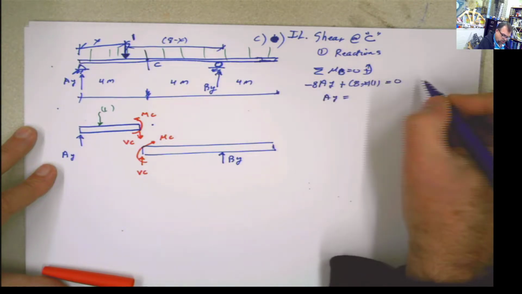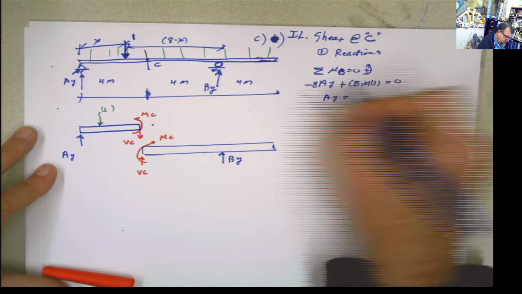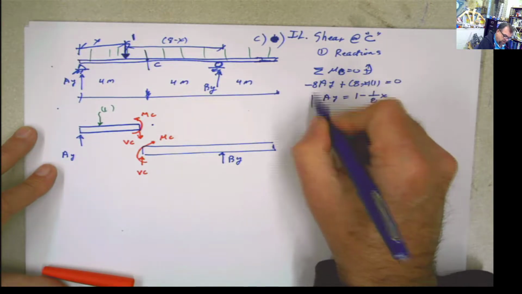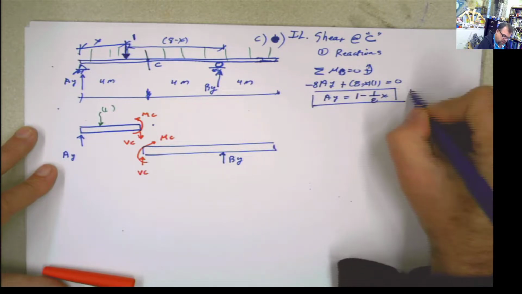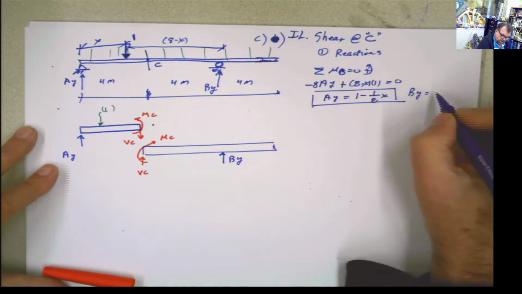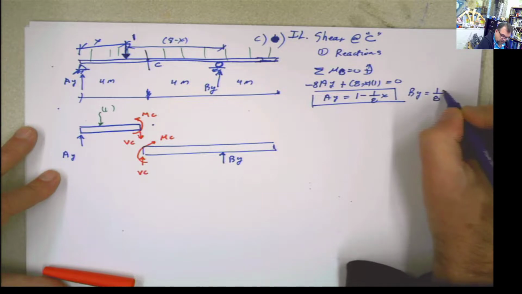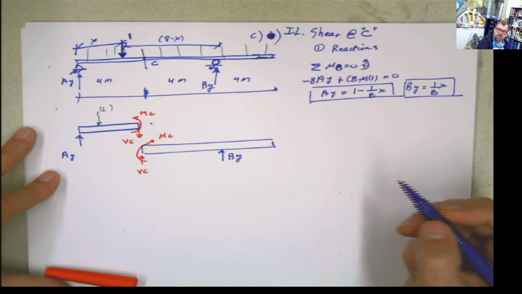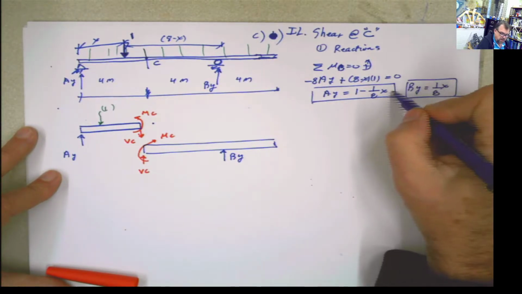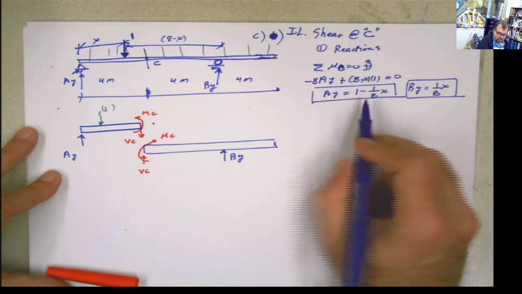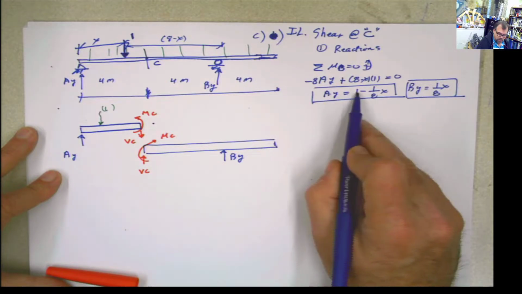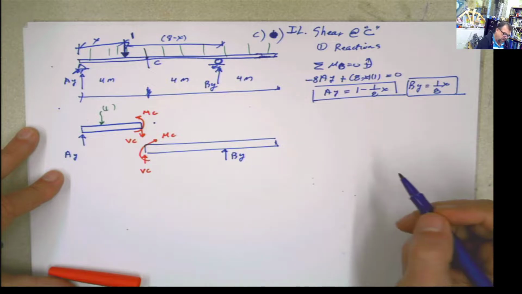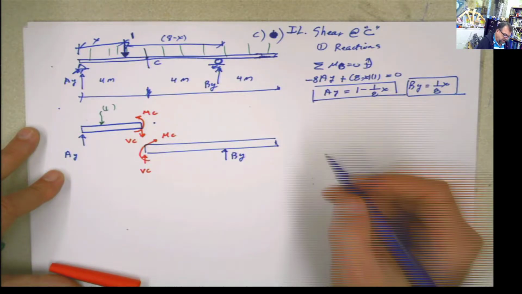I pass this to the other side. 8 divided by 8 is 1. 1 minus 1/8 of x. And we knew that. And we know also that the reaction at BY is 1/8 of x, because we calculated them before. And if you didn't get that video, watch it. But if you do summation of forces in y, 1 minus 1 minus this, it's going to be basically that for calculating BY. So we have the reactions now.